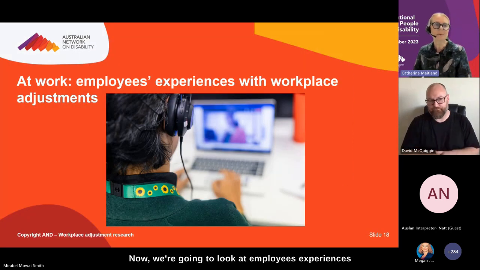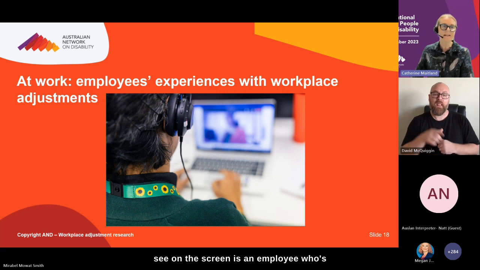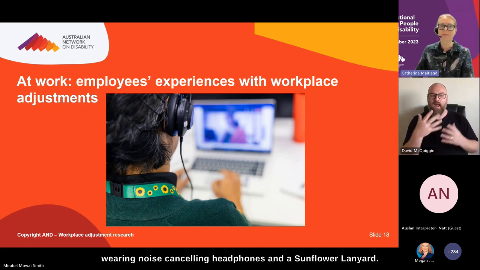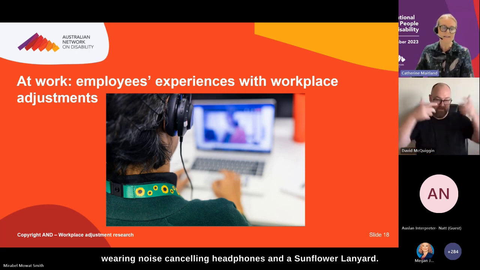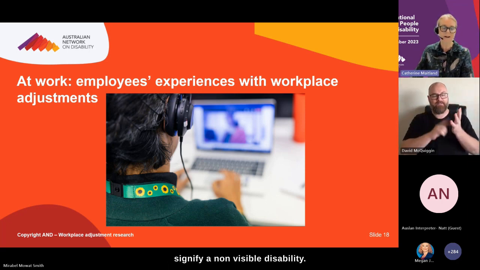Now we're going to look at employees' experiences with workplace adjustments. The image that we see on the screen is an employee who's wearing noise-cancelling headphones and a sunflower lanyard. A sunflower lanyard is worn to signify a non-visible disability.